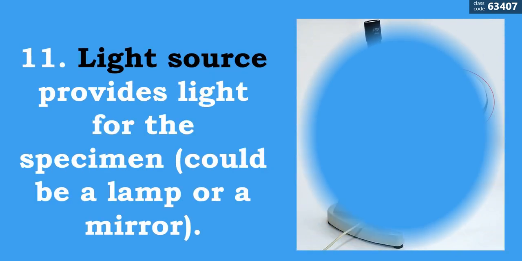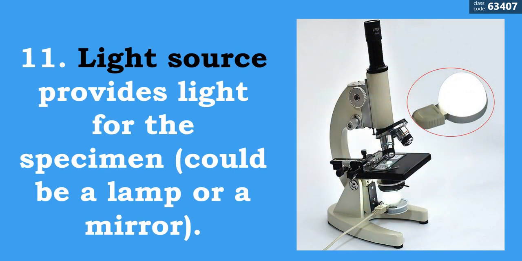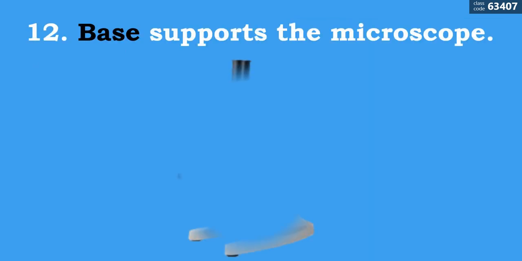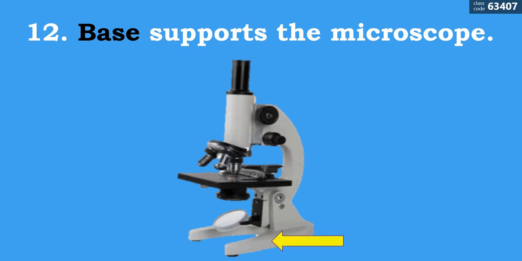For 11, we have the light source. It provides light for the specimen. It could be this one, a lamp or a mirror. And the last one is the base. The main function of this is to support the microscope. So this area.